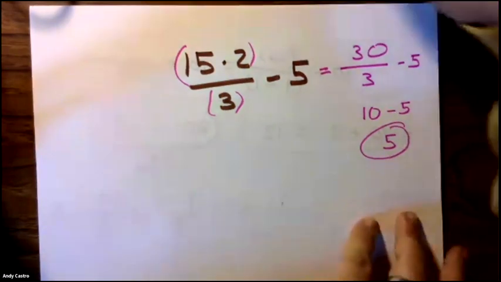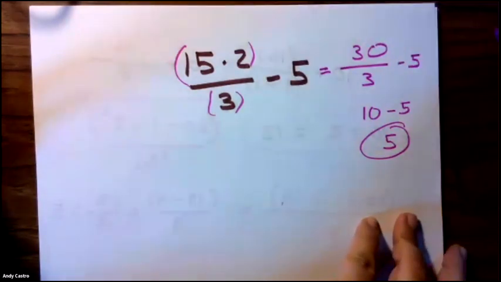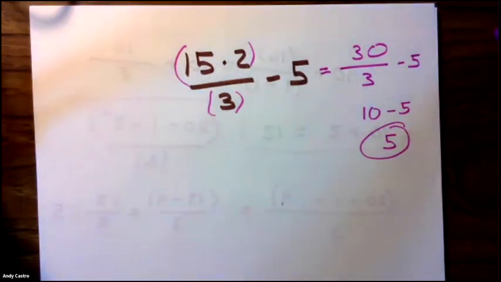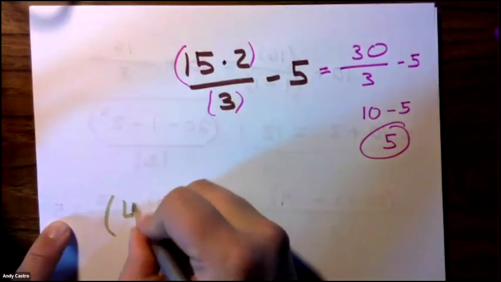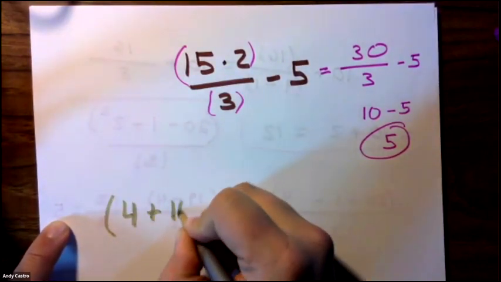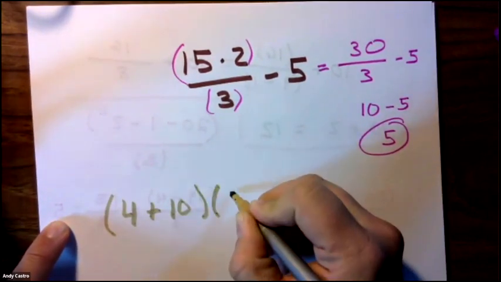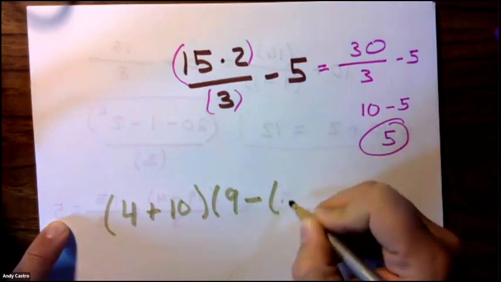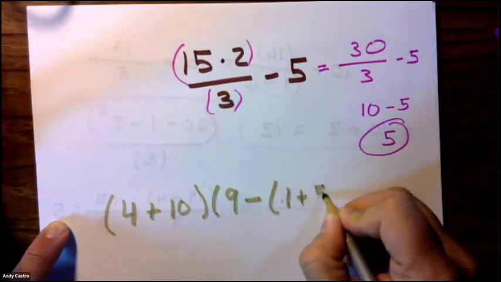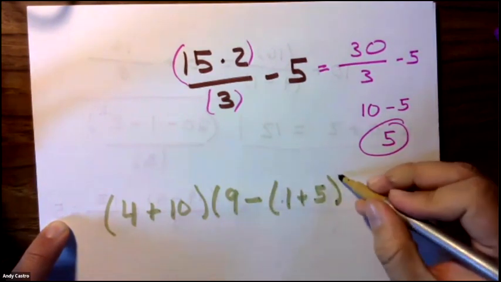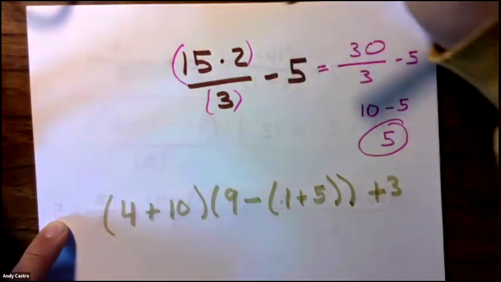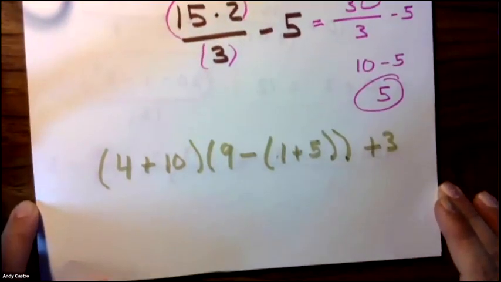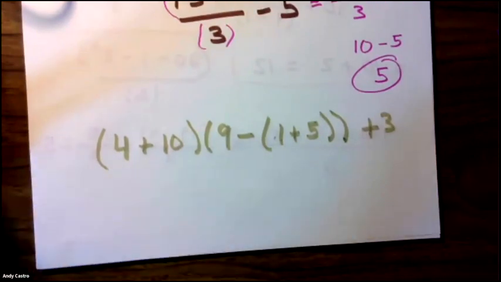All right. You guys ready for your next one? Let's do the quantity of 4 plus 10 times the quantity of 9 minus the quantity of 1 plus 5, and quantity, plus 3. When you have the answer, go ahead and message me.